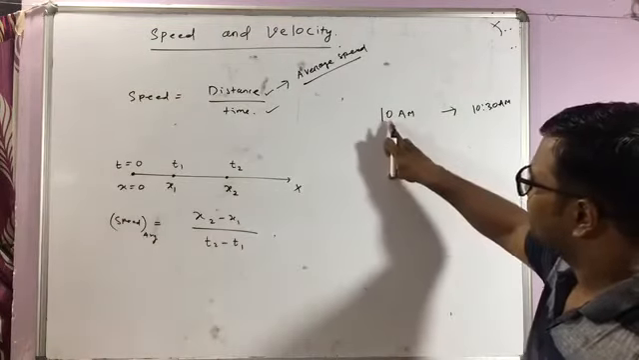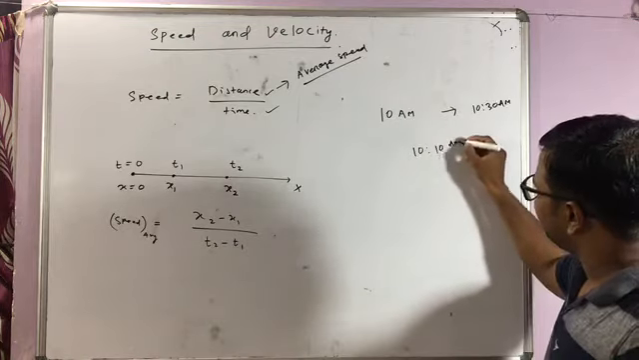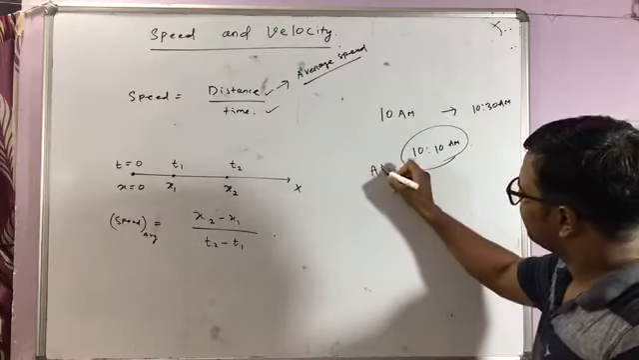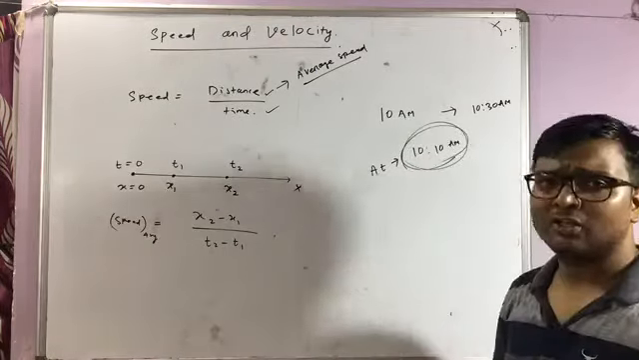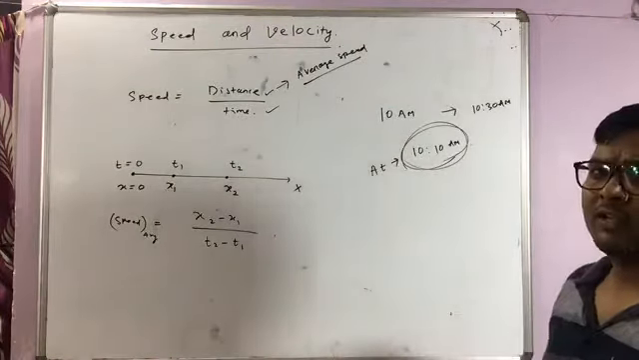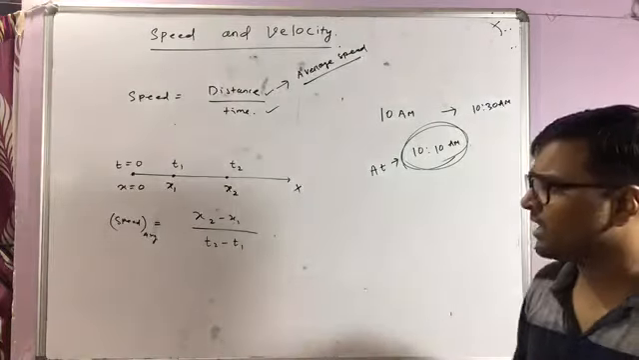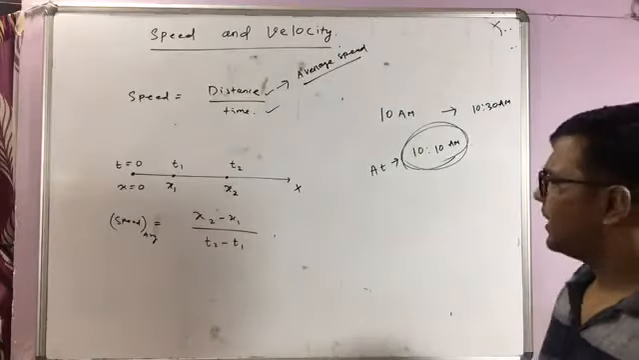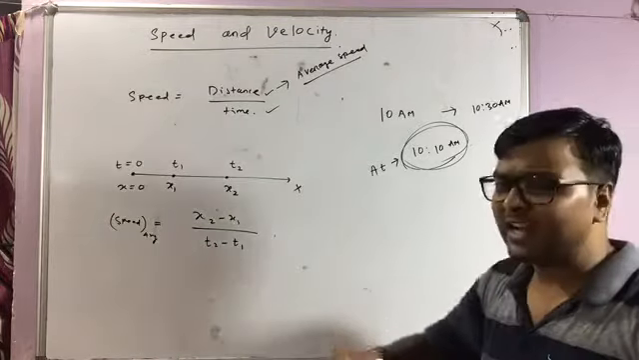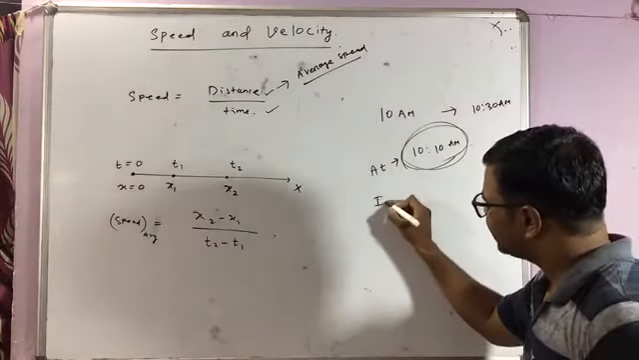But suppose someone asks you at 10:10 a.m. what is your speed? Means at this instant what is your speed? So in that case the speed at a particular instant is being asked. So that is not same as your average speed. If you need to find out the speed at a particular moment, then that speed is termed as your instantaneous speed.